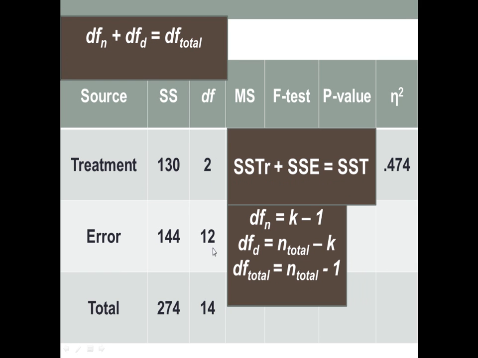You can note also that not only did the sums of squares add, but the degrees of freedom for each one add as well. So the 2 plus the 12 is going to equal 14, and you'll always have that relationship. So one of the things with this table I want you to focus on is how the different values are related to one another.